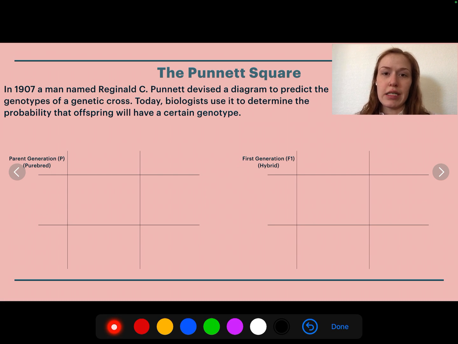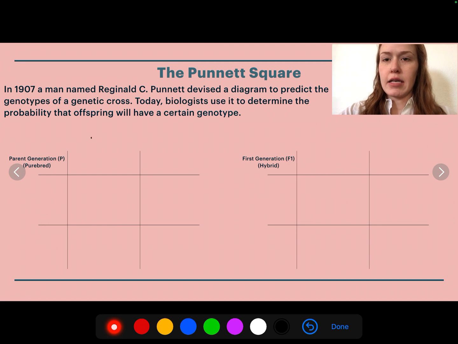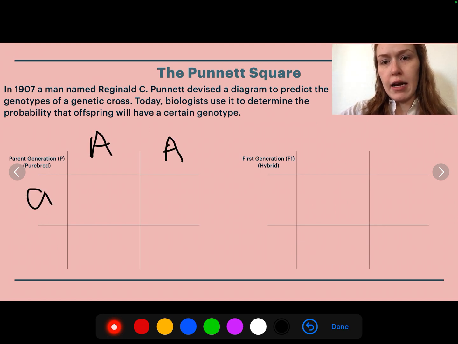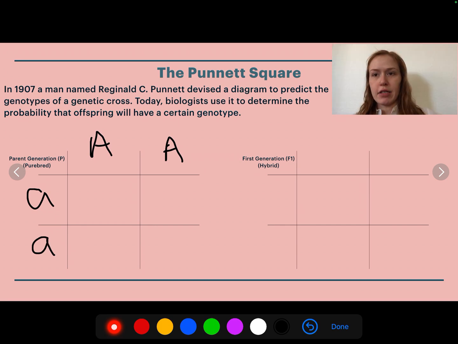For each gene, we always assign a letter, so that way we can keep track, especially if we're using multiple genes. You know, I always think of the letter as like a variable. You assign your variable to your gene, and there you go. For today, I'm going to use A's. So I'm going to assign big A to my purple flowers and little a to my white flowers.